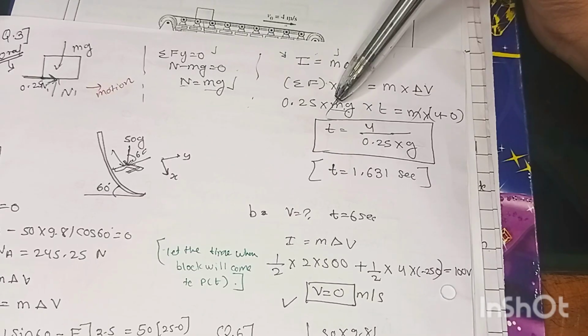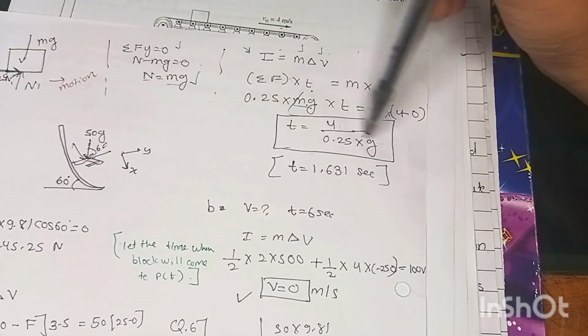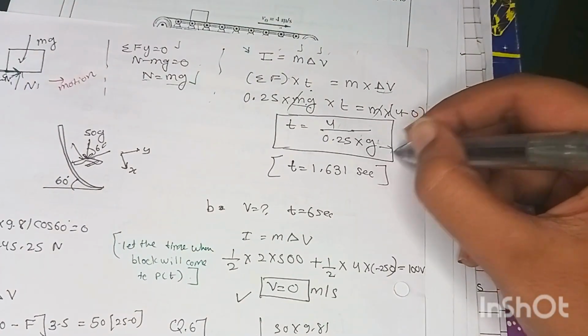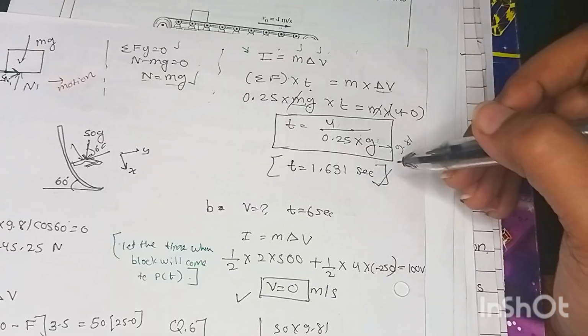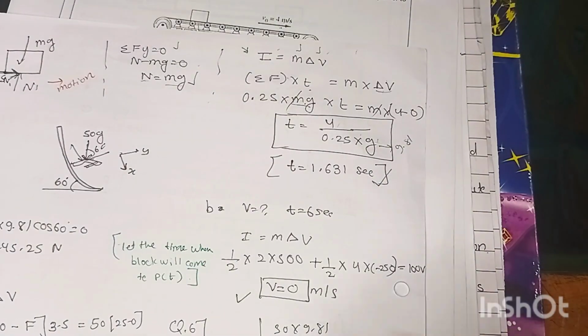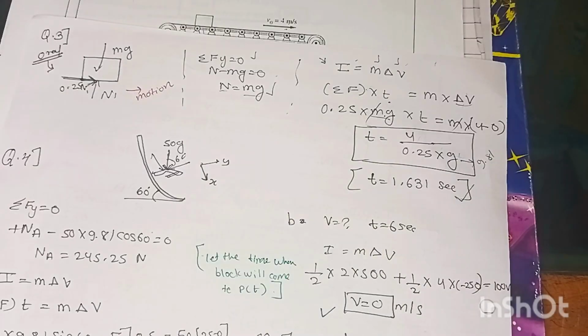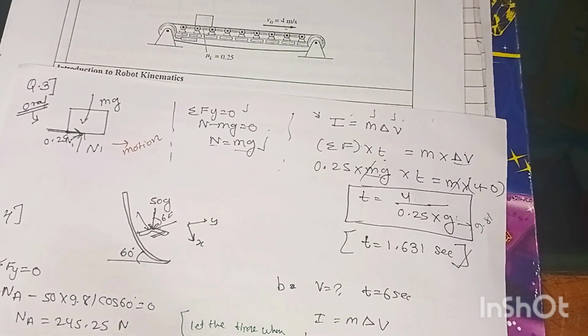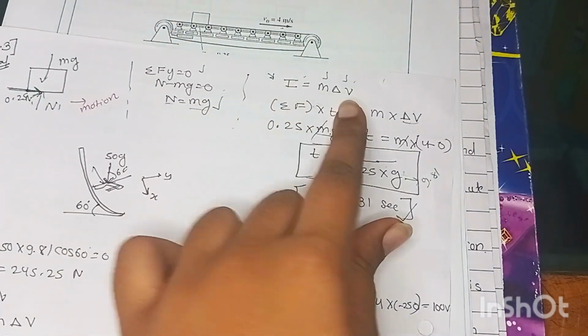Now m will get cancelled, so t is equal to 4 upon 0.25 into g, where the value of g is 9.81. Now you will get your t, that is 1.631 seconds. I hope you understand this question also, the impulse momentum principle, which is based on the impulse concept. Okay, there is impulse and momentum.